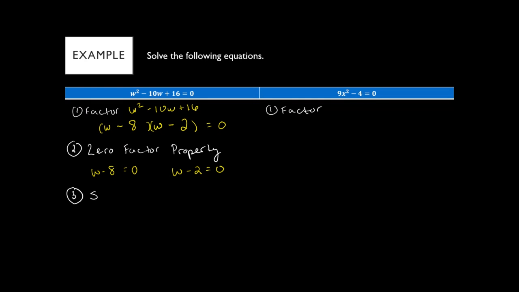And then you solve each of those equations. So for w minus 8, I'll be adding 8 to both sides, which gives me w equals 8. And for w minus 2, I add 2 to both sides and get w equals 2. And those are your solutions. 8 and 2 are the two answers to that quadratic equation. So we factored, then you basically take each set of parentheses, set them equal to 0, and then you solve and you get your answers.